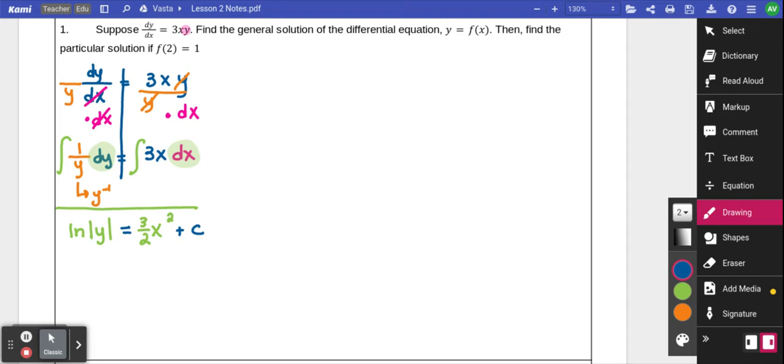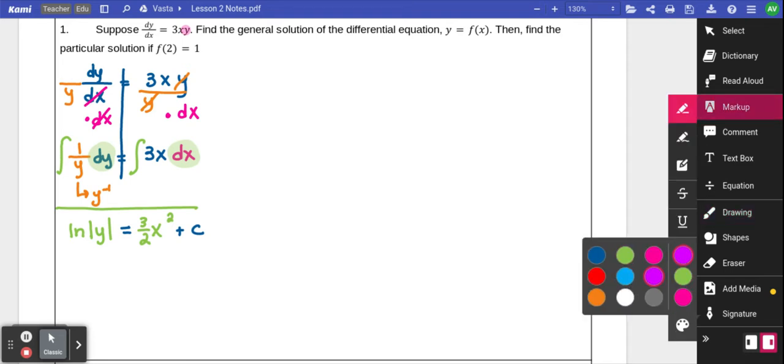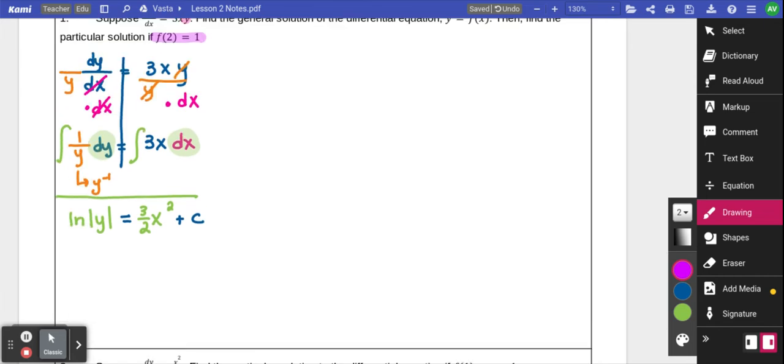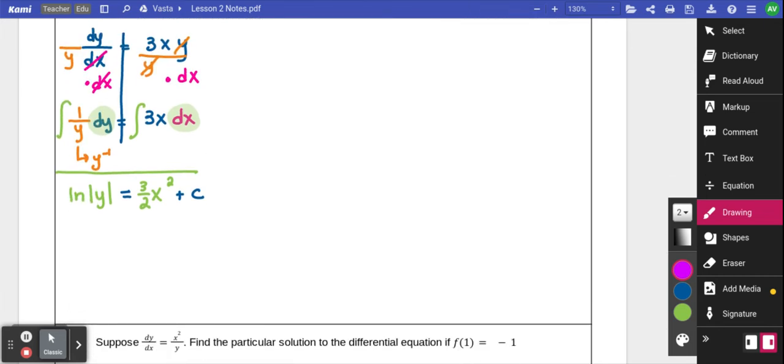Once I have that value, I'm going to go ahead and plug in the initial value that I was given in the instructions here. F of 2 is equal to 1. So in my equation, I'm going to go ahead and plug in 2 for the x and 1 for the y. So I'm going to have the natural log of the absolute value of 1 equals 3 over 2 times 2 squared plus c. Now, the natural log of 1 is just 0. 3 over 2 times 4, because 2 squared is 4, would just give me 6.